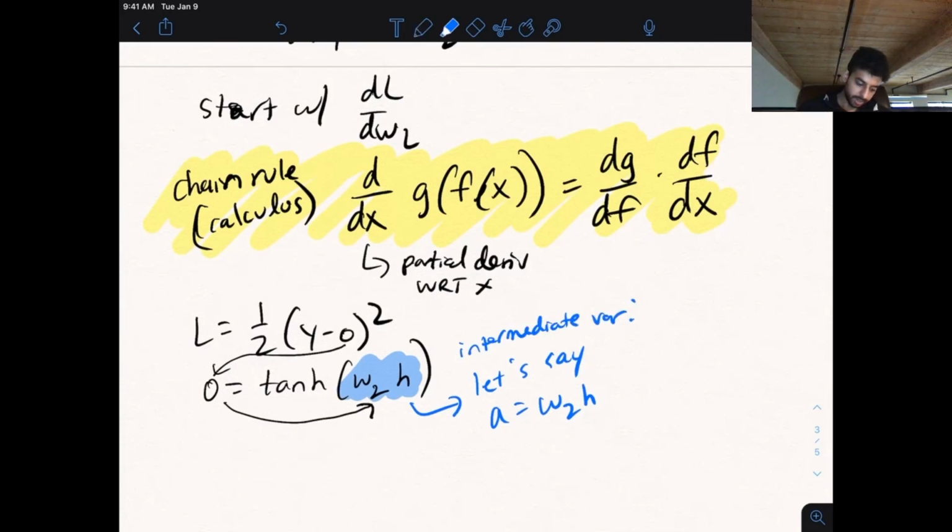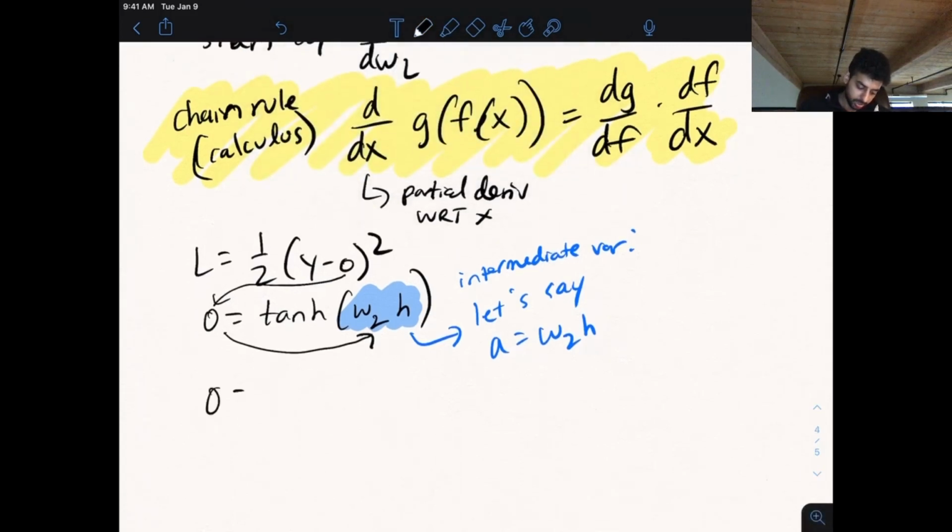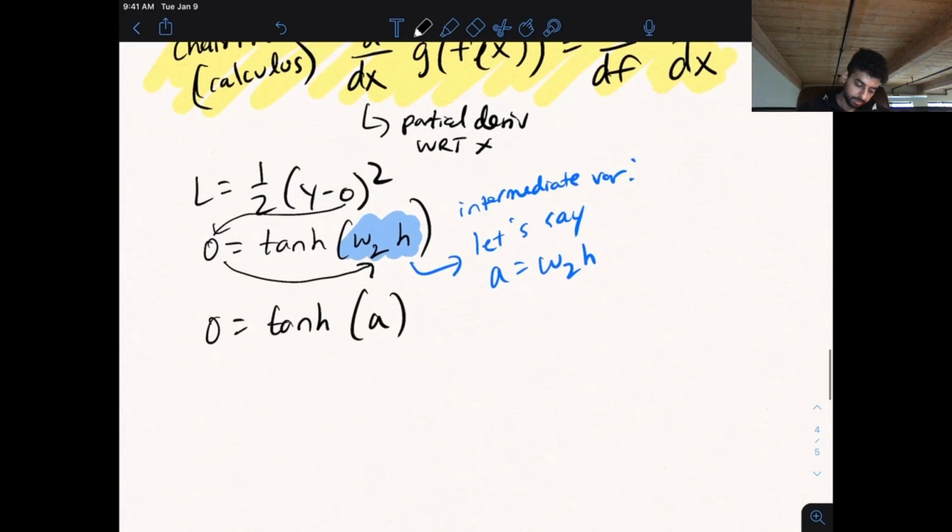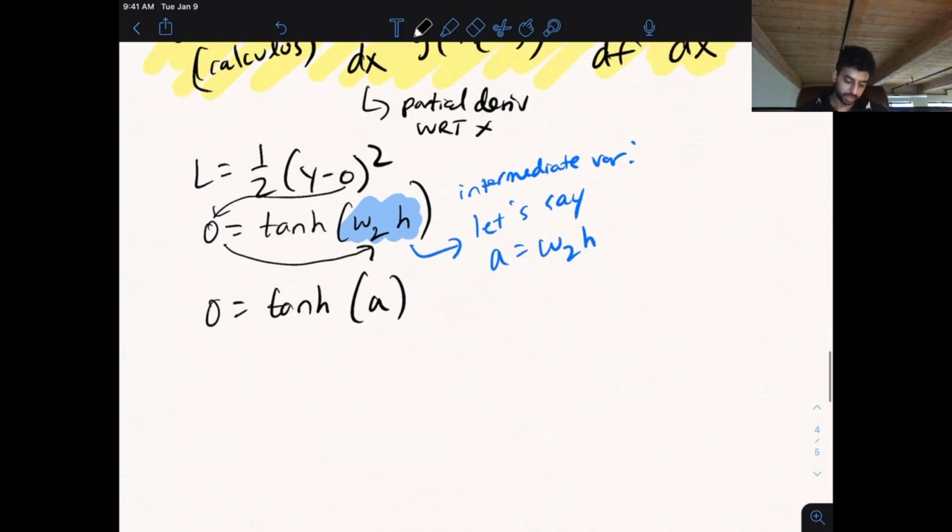Now we can rewrite this equation as O equals tanh of A. All right, so now let's go through all of this and work our way back and apply the chain rule to actually compute this partial derivative.